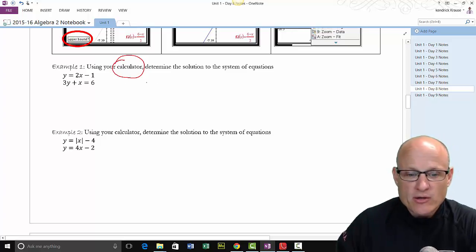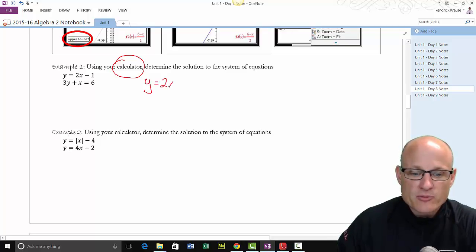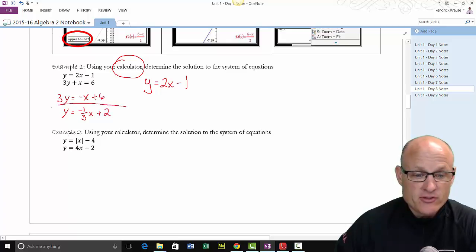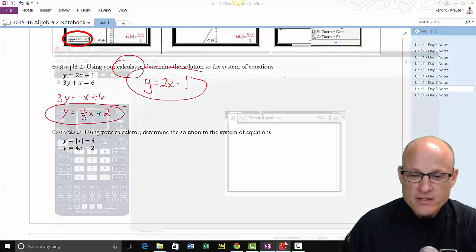In order to use your calculator, you still need to be able to solve for y. Well, the first one's pretty good. We have already got it in y equals mx plus b form. This one's not quite so good. We need to move the x. So I get -x plus 6. And then I'm going to divide by 3. So I get -1/3 x plus 2 when I divide everything by 3. So these are the two equations that I'm going to graph using my calculator.